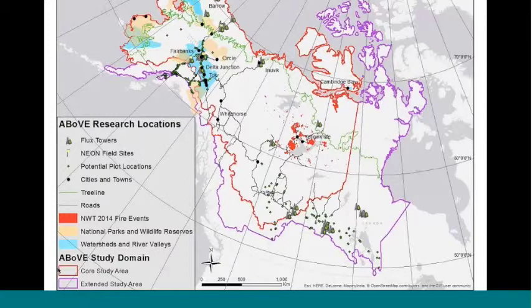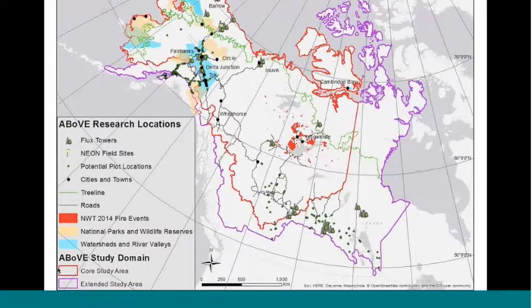So this is the extent of the domain where, in terms of ABoVE, all of the field activities will be taking place. There will also be an aircraft remote sensing campaign and airborne science component to ABoVE that'll be starting up. We're starting to organize that now, but that'll be coming in a year or so.